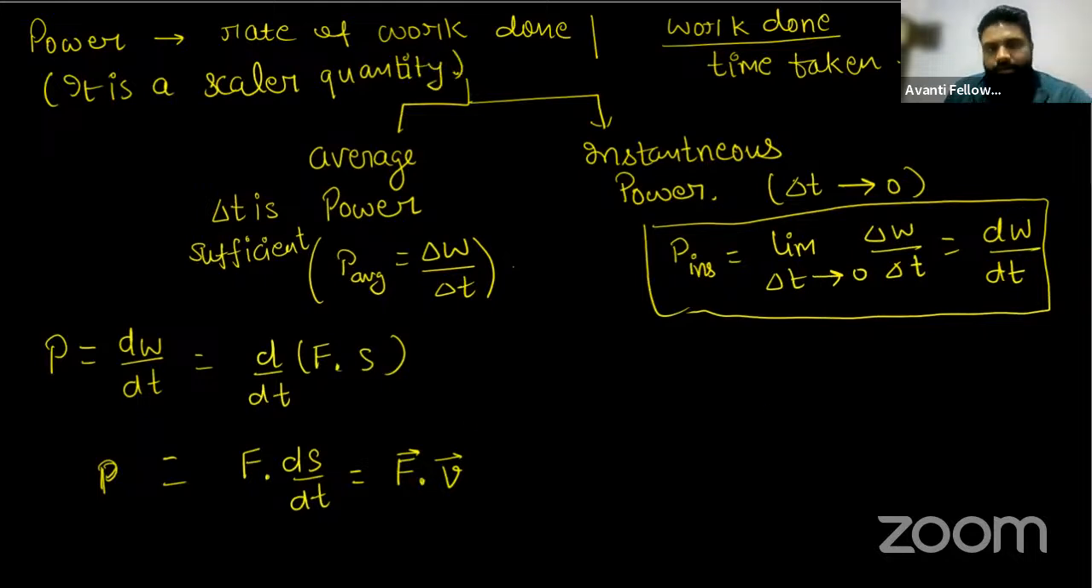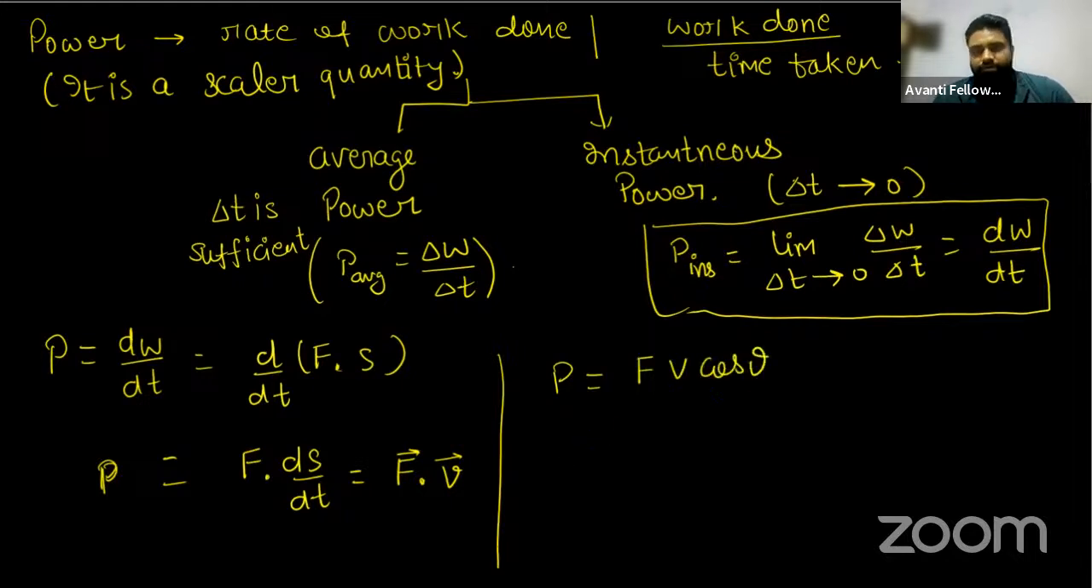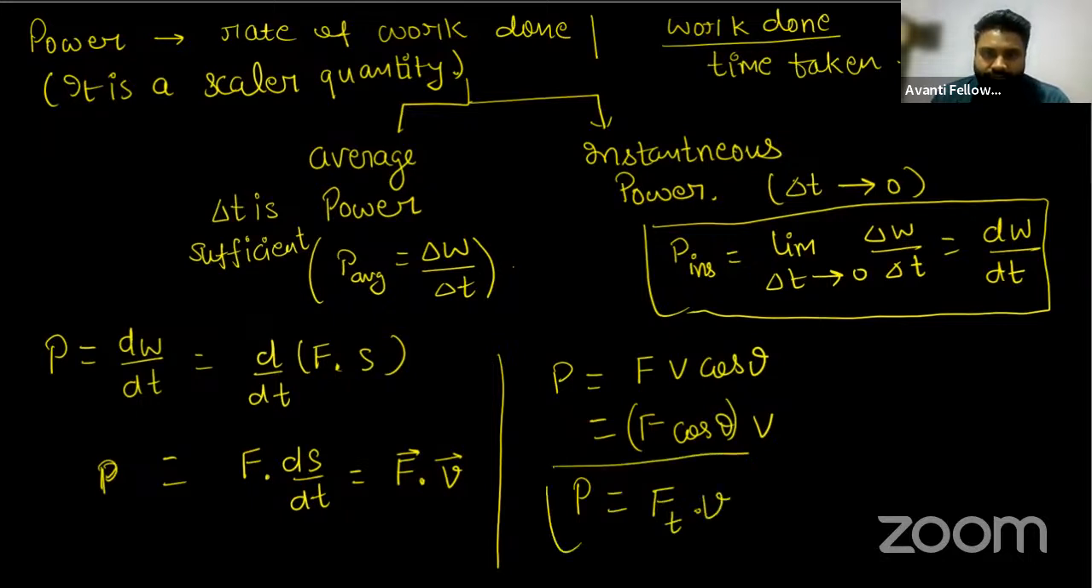Okay. Now, if you open this expression, it will give you that FV cos theta. So if you take this cos theta with this F, you get F cos theta into V. This F cos theta becomes the tangential component of force. You always remember that in power, only the tangential component of force is responsible. Okay, got it?